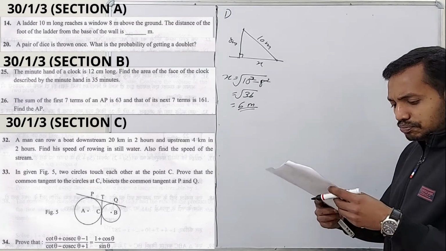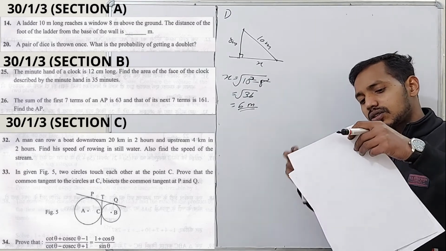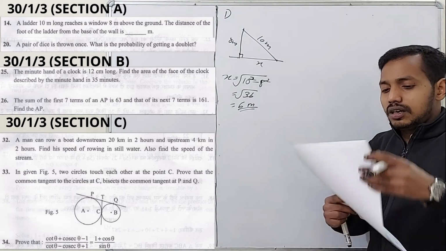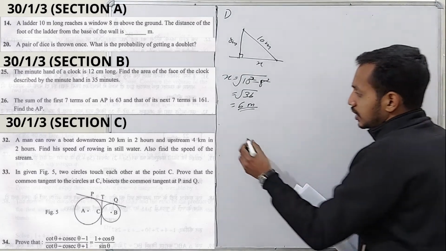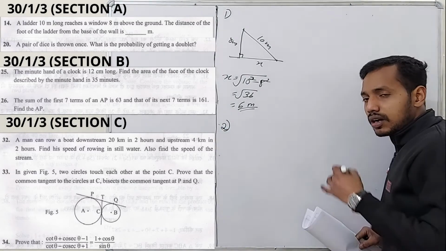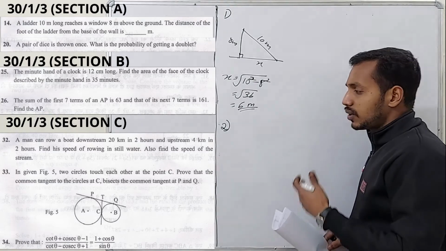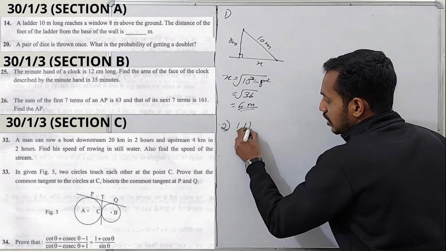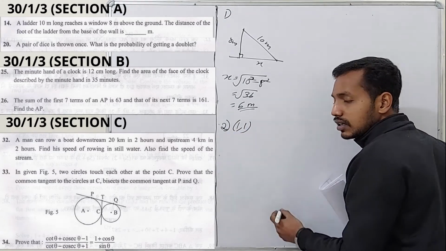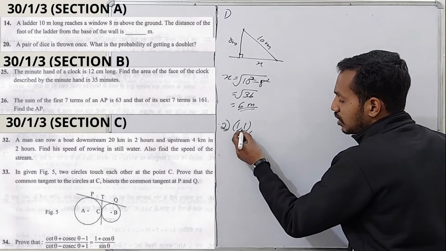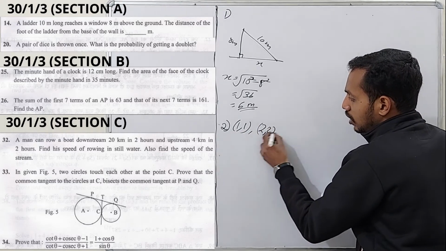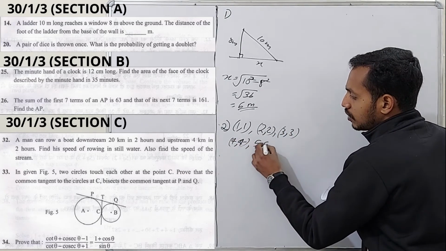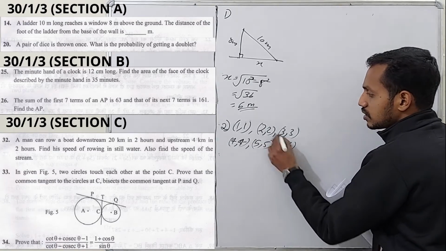Okay. Direct question. Next question is, a pair of dice is thrown once. What is the probability of getting a doublet? That means we have to calculate the probability to get a doublet. There are a total of 36 outcomes when a dice is thrown twice. To get a doublet means the outcomes have the same number on both the dice. So the outcomes will be 1,1; 2,2; 3,3; 4,4; 5,5; 6,6. Okay, these are the favorable outcomes.